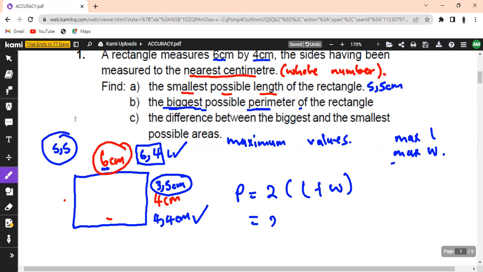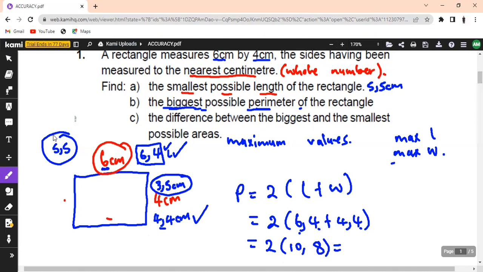So we are going to substitute into the length, and the length in this case is the biggest one, because we need the biggest, which is 6.4, plus the width, which is the biggest width, which is 4.4. That is it. So you just add these two, 6.4 plus 4.4, that is 8 here, 6 plus 4, which is 10. So it's 10.8.